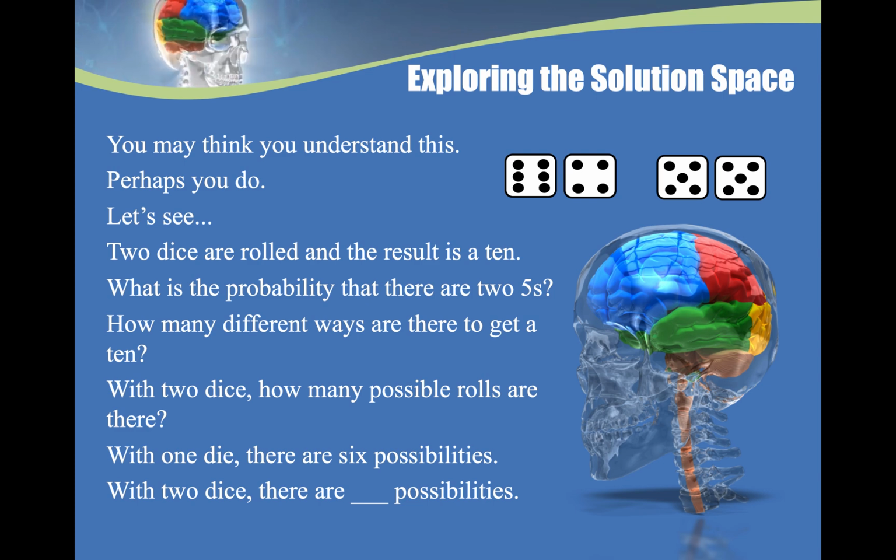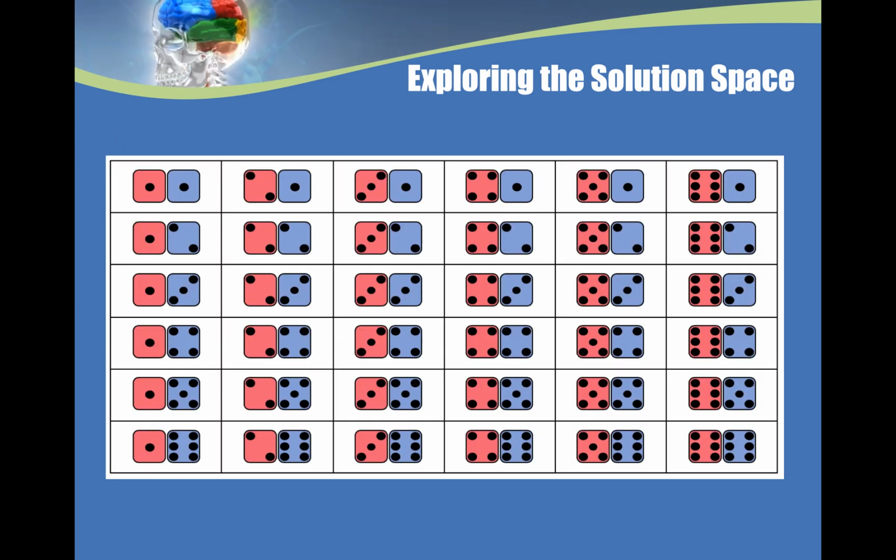Well, the first die has 6 possibilities. The second die has 6 possibilities. Seems like with 2, there has to be 36. And here they are. When the red die is a 1, the blue die can be anything from 1 through 6. This is a completely exhaustive list of all the possible outcomes when 2 dice are rolled. Now we have to find the 10s. How many of the 36 are 10s?